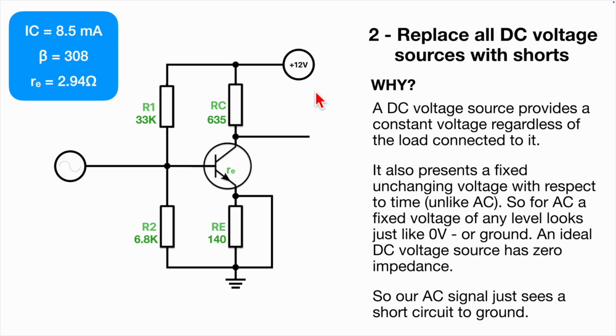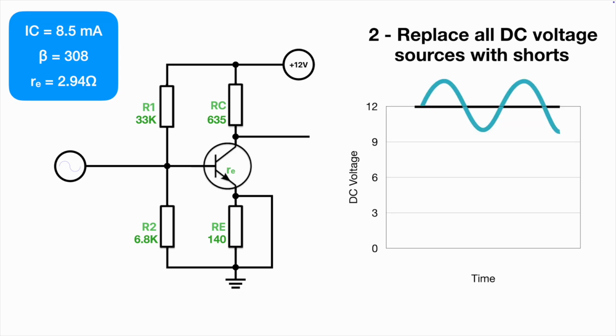Because our DC voltage source looks like a short circuit, and because the negative terminal of it is connected to ground, it just looks like another short to ground. Let me just illustrate this. So here's our typical sine wave then. Let's say it's sat at 12 volts.